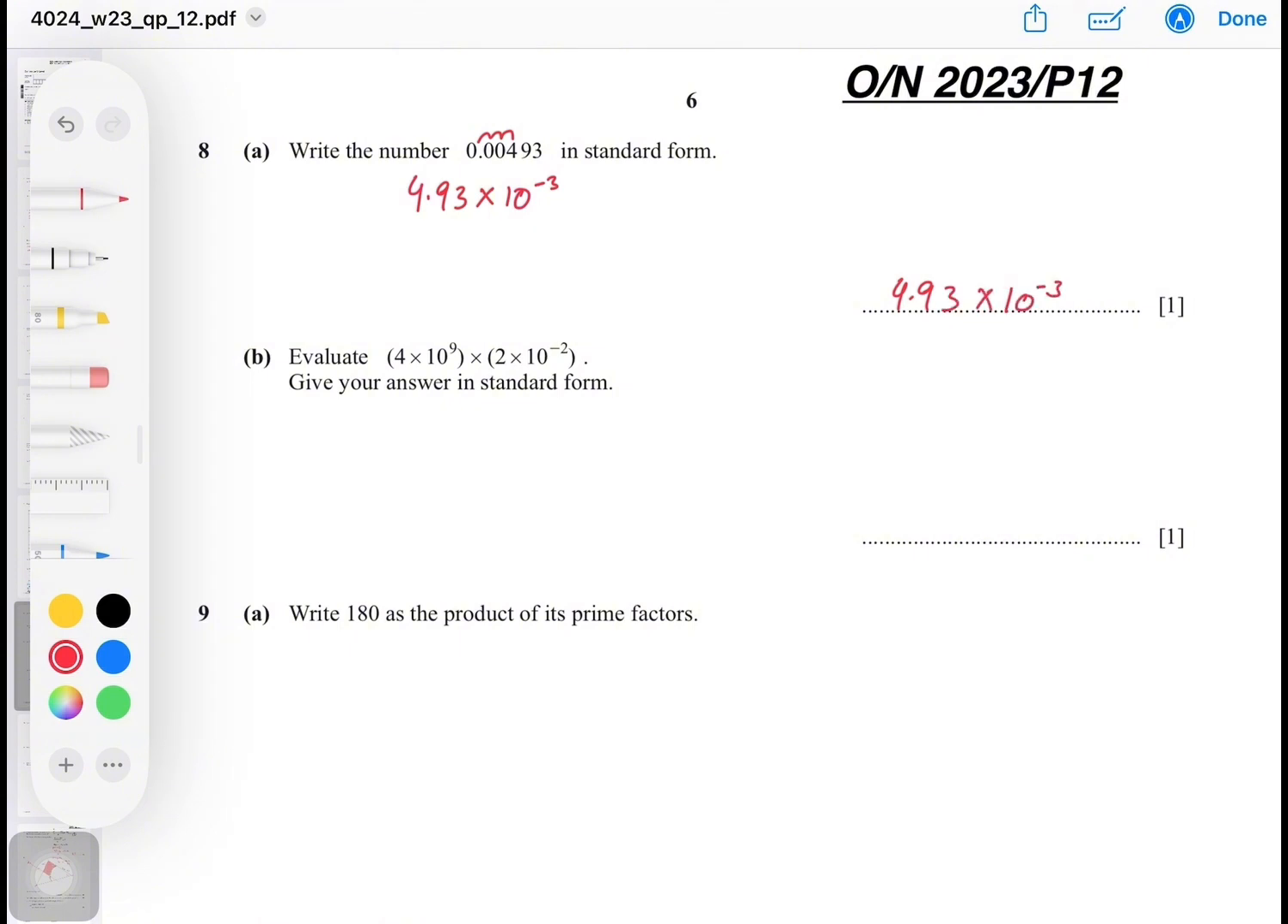Part B. Evaluate 4 multiplied by 10 raised to 9, multiplied by 2 multiplied by 10 raised to minus 2. Give your answer in standard form. So this is multiplication of standard form numbers. 4 times 2 and 10 raised to 9 multiplied by 10 raised to minus 2. 4 times 2 is 8. And in the second half, the bases are the same, so the powers will add. So it will be 8 multiplied by 10 raised to 7.